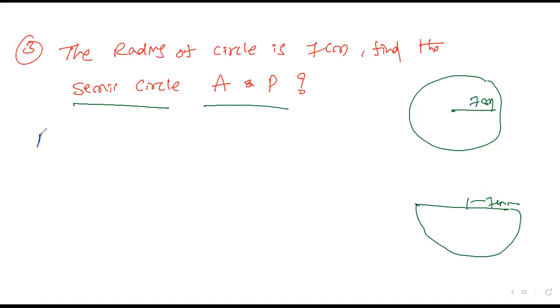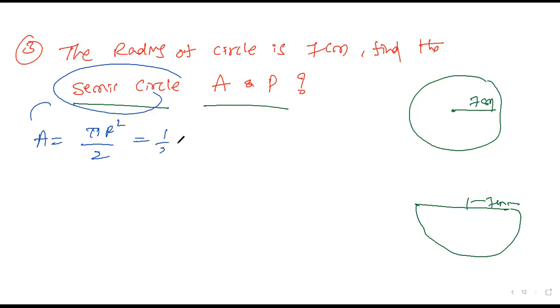What is the area of a semicircle? Pi r square by 2. So it is 1 by 2 into pi, which is 22 by 7, into r square, which is 7 into 7. This 7 cancels. Now 2 elevens are 22, 11 sevens are 77. Answer is 77 centimeter square, the area of the semicircle.